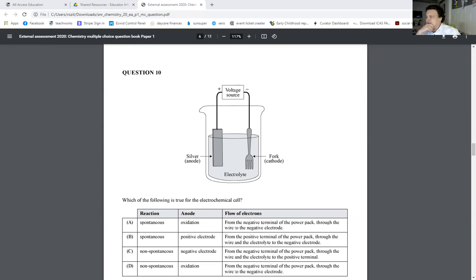So why is it non-spontaneous, Lucy? Because we are providing a voltage source. Very good. And we know that it's the opposite in an electrochemical cell. So oxidation occurs at the anode.